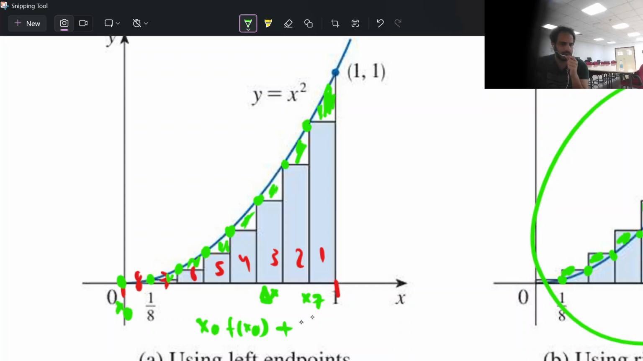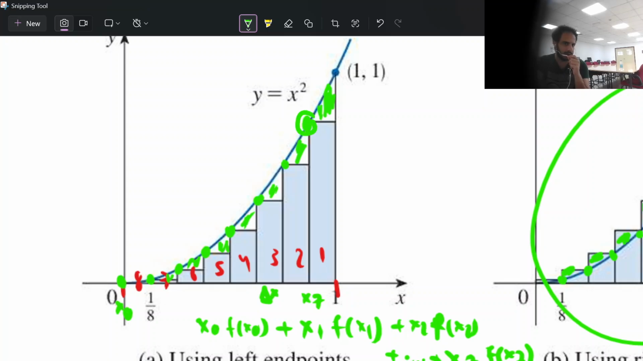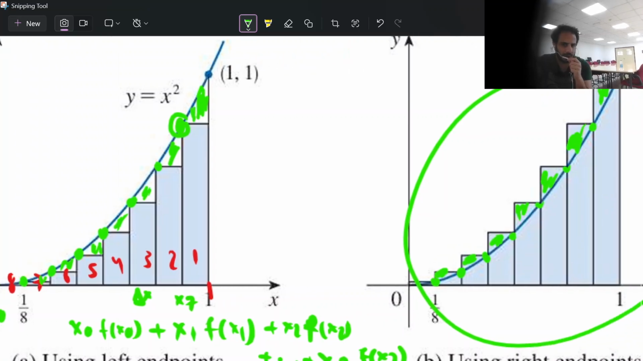Then plus delta x f of x1, the height. Then delta x f of x2. Then up to, until you reach x7, f of x7. So this is left endpoints. See here for x7, for example. What's the height? It is the f value at what? At x7, right?